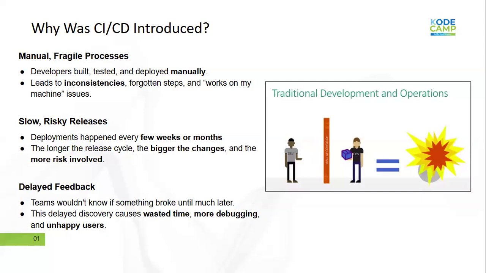I can explain. You will plan, code, build, test, release, everything by yourself, manually. Now, this led to inconsistencies, forgotten steps, and "works on my machine" issues. Because you will write code and tell yourself, oh, this code is working on my Windows 10 computer. Let me work on my Windows 10 computer.